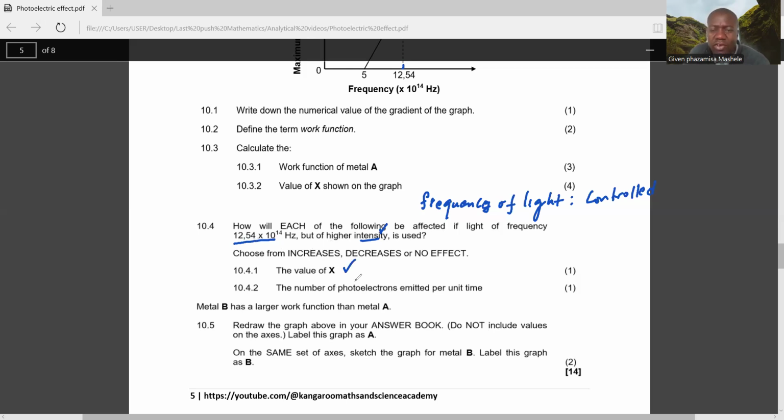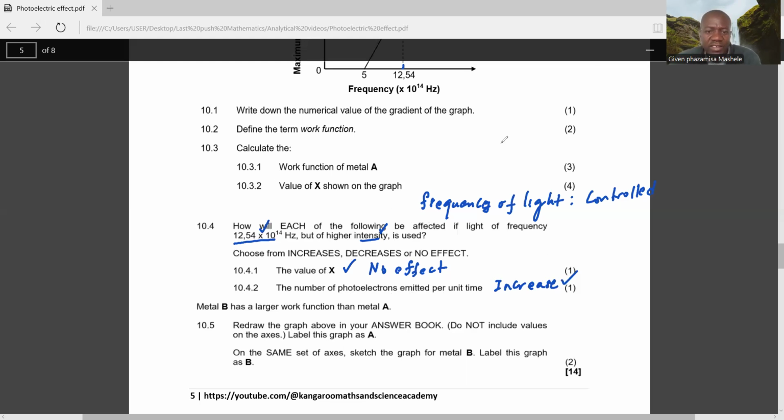The value of X. What is the value of X? EK maximum. We know intensity affects the number of photoelectrons emitted per unit time and their current. So it means there will be no effect here, unless they've changed the frequency of light, then they will affect the EK maximum. But the number of photoelectrons emitted per unit time will actually increase. This one, there's an increase. I believe you are following.